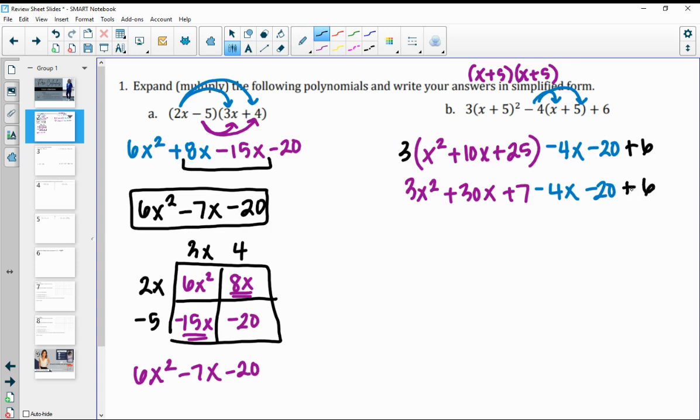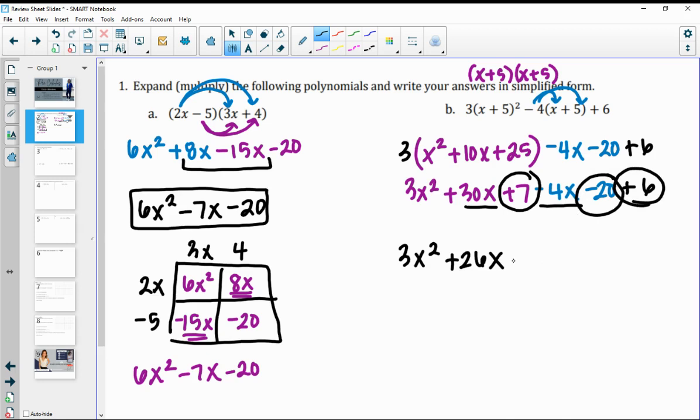So now that we've expanded everything, now we can start combining like terms. So 3x squared is our only x squared term. Then we have 30x and negative 4x. So 30x minus 4x is a positive 26x. Then we have a positive 75 with a negative 20. Wait, we combine that with the 6 as well: 75 minus 20 is 55, plus 6 is 61. So then this would be our final expanded answer.